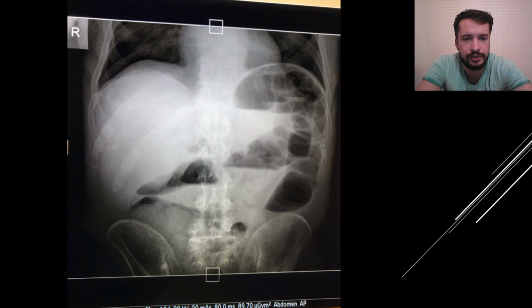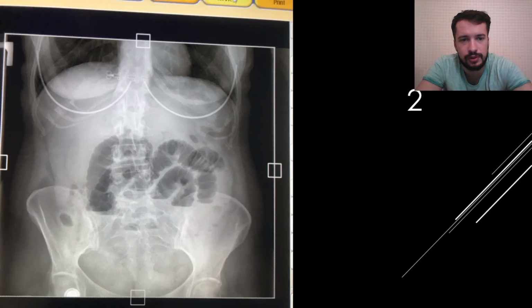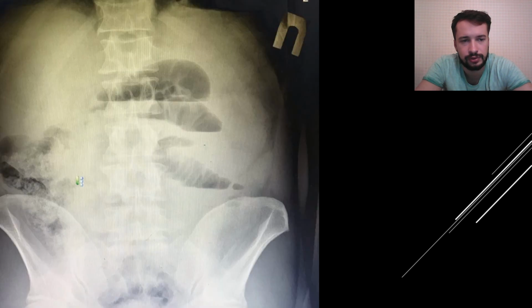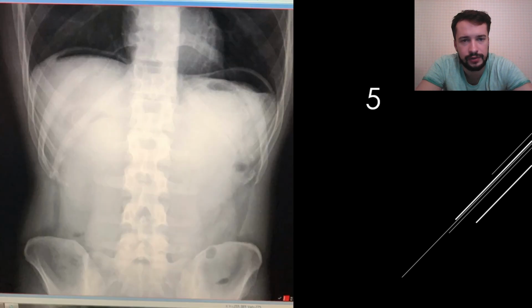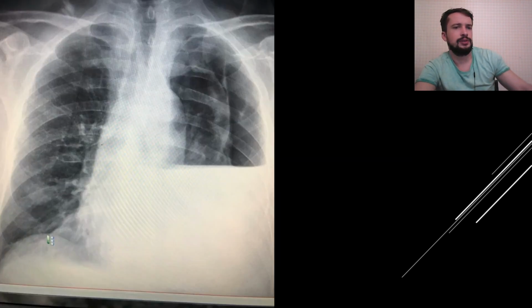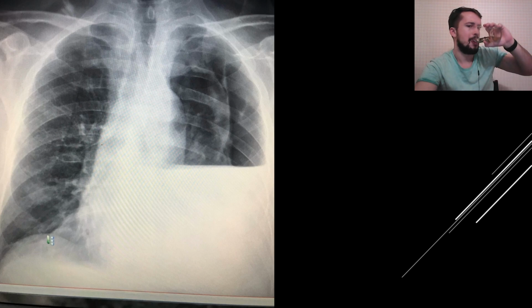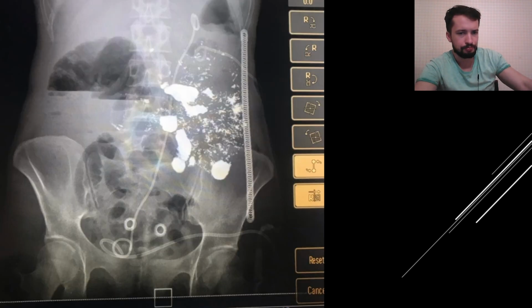First, what is this? Первый снимок, что вы считаете здесь есть? The second. The third. Fourth. Fifth. Sixth. Seven.